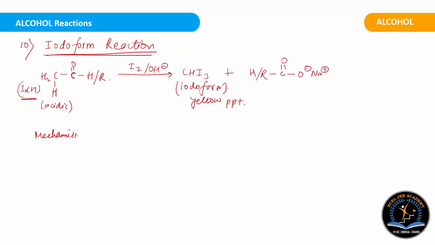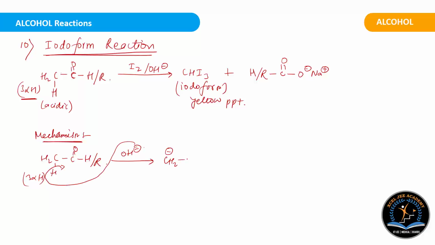For the mechanism we have this compound which has 3 alpha hydrogens, CH3, C double bond O, H or R. These 3 alpha hydrogens are acidic because of the presence of the C double bond O, which is a withdrawing group. Now in the presence of base, which is OH minus, this hydrogen will be removed. This will give CH2 with a minus charge and C double bond O with hydrogen or R group.